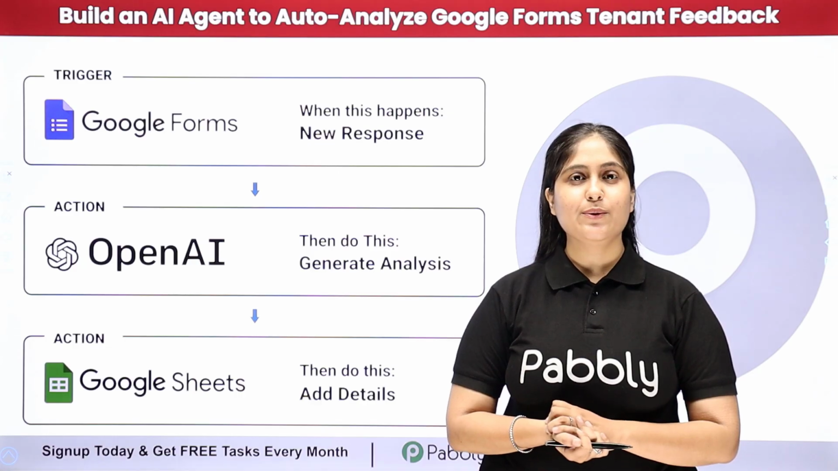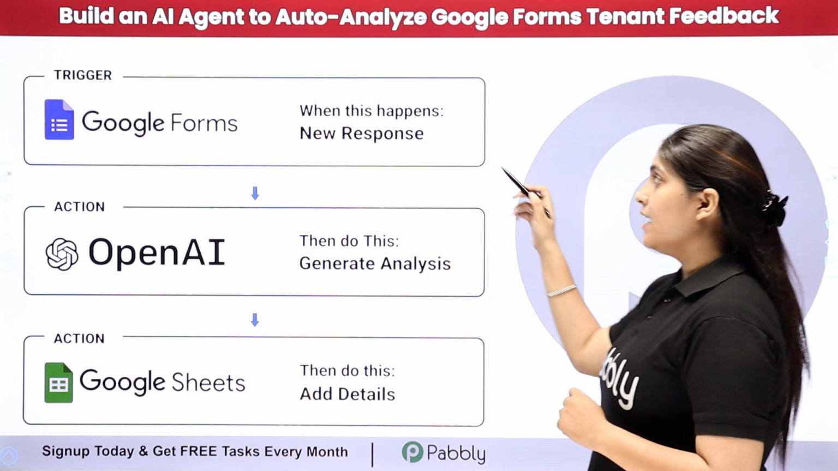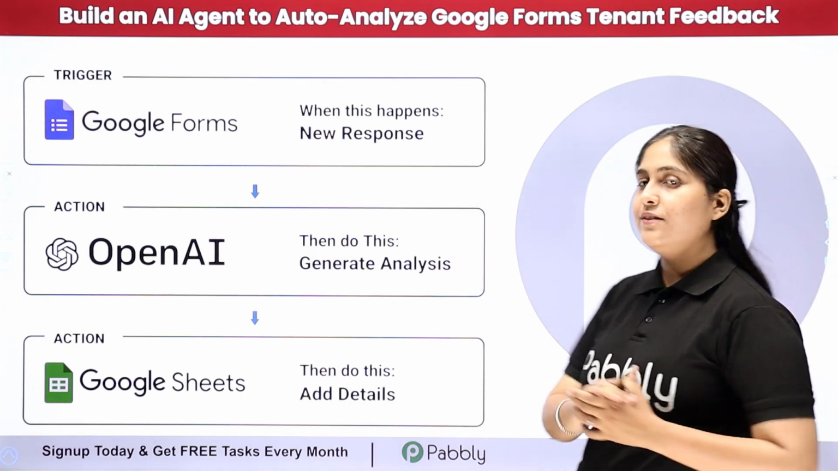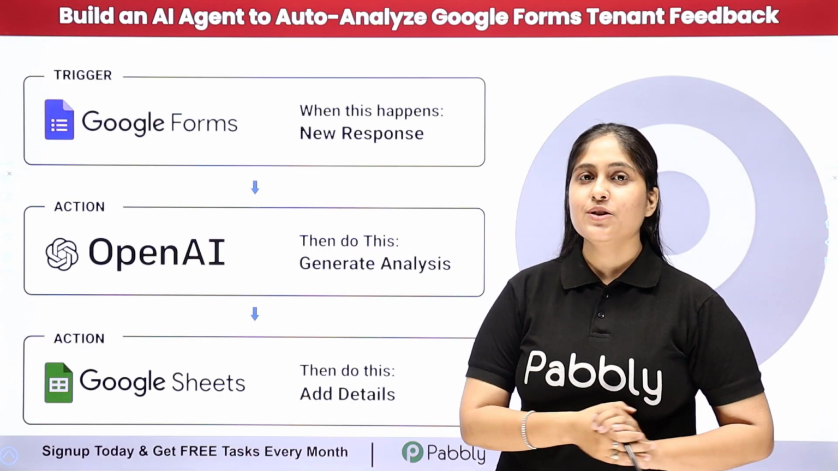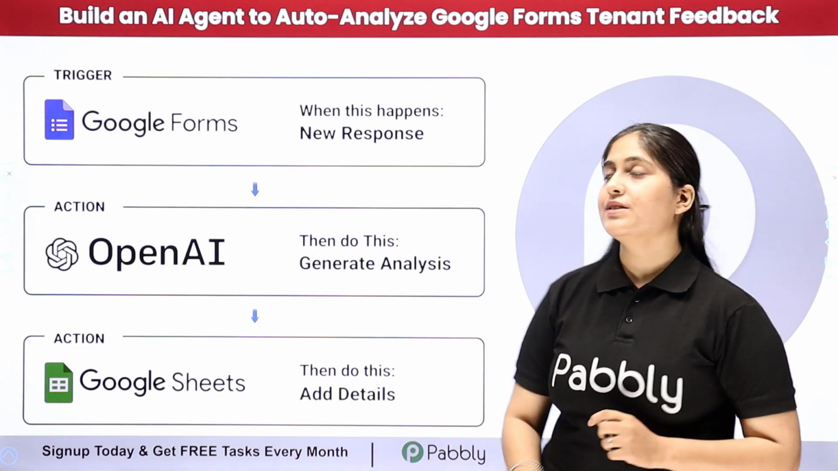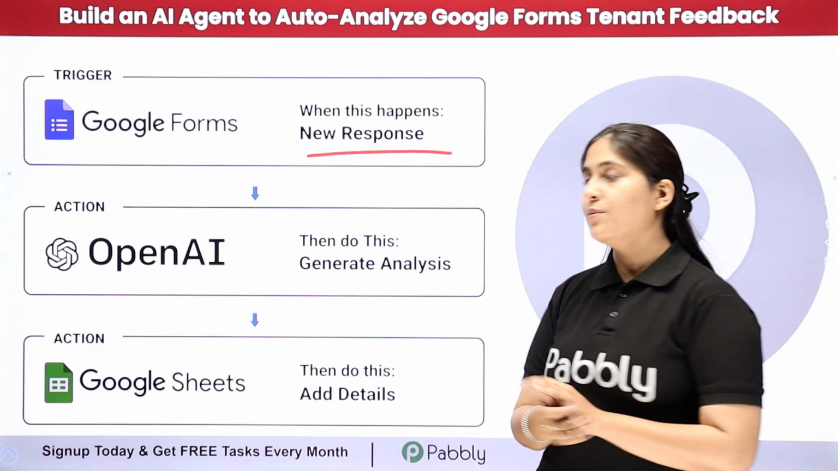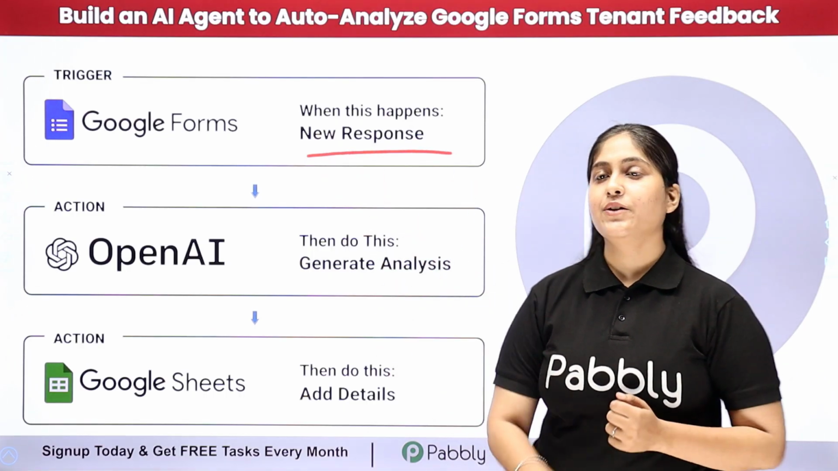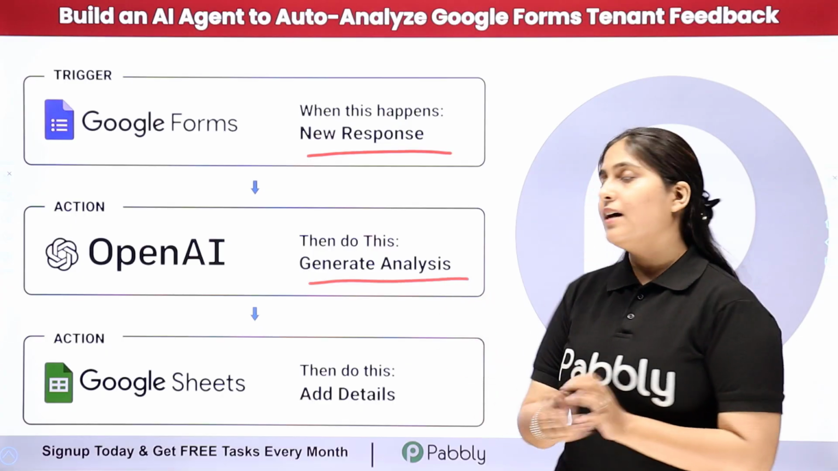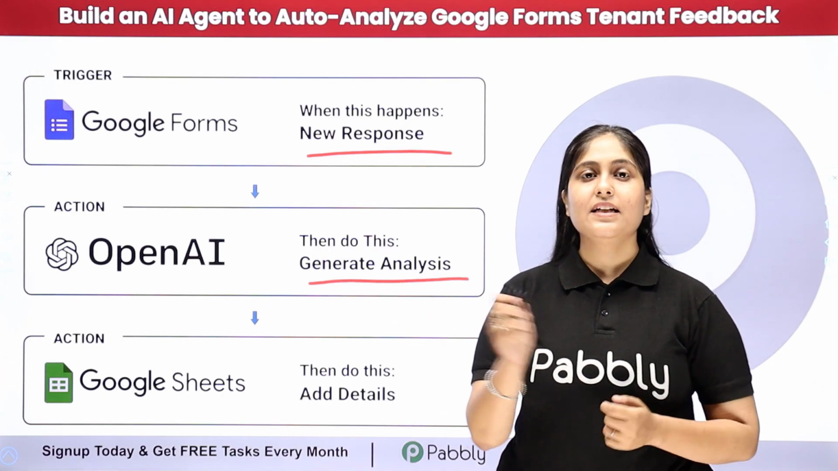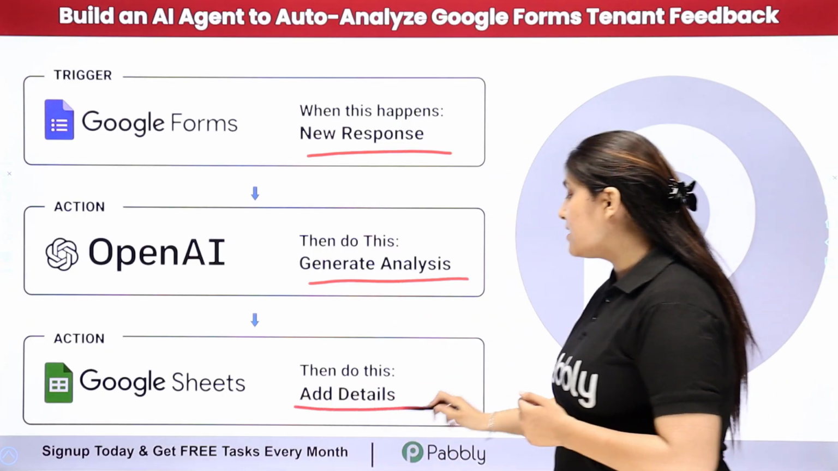In this video, we are going to understand how to build an AI agent to auto-analyze Google Forms tenant feedback. As a property manager, my objective is that whenever I receive a new form submission through Google Forms, OpenAI should automatically generate the analysis for it. And after generating the analysis, that should automatically be updated in my Google Sheets as a new row.